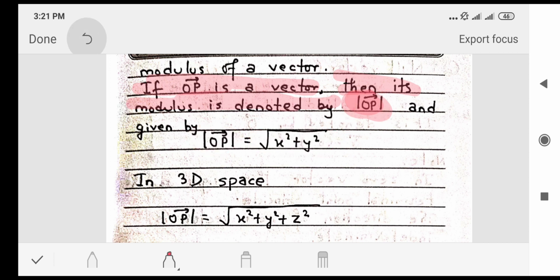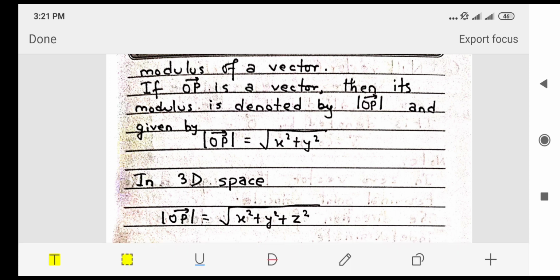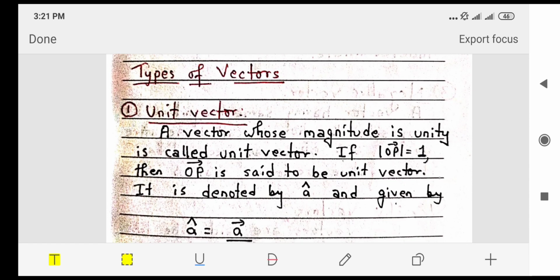So these are quite small things but important things, so please pay attention. Similarly, in 3D space, the modulus of OP vector will be equal to square root of x square plus y square plus z square. Okay, now let's go to our next topic, some types of vectors.